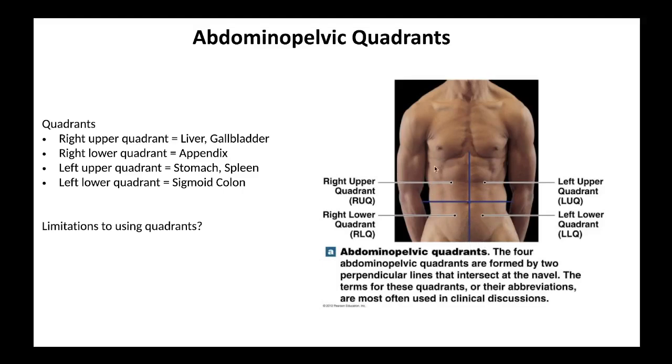Same thing over here with right upper quadrant pain. Some of the pathognomonic conditions you might find are going to be like cholecystitis, which would be inflammation of your gallbladder, which is going to result in right upper quadrant pain, and so on.